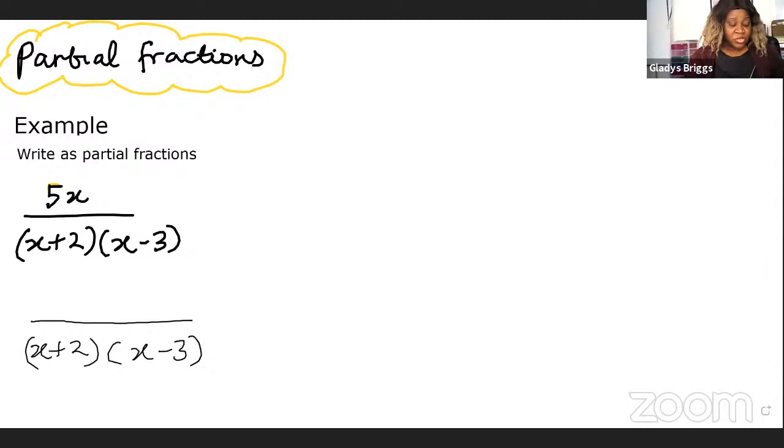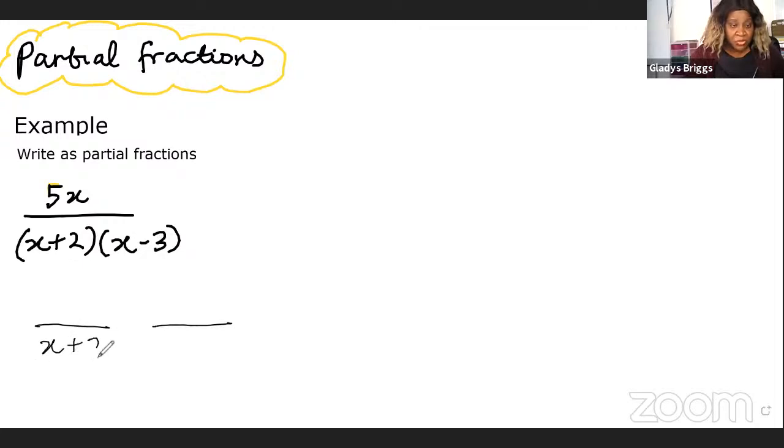And let's say on the top we have... sorry, I'm still doing what I was doing before. Sorry, guys. So we want to split that now to x plus 2 and x minus 3, with the plus sign in the middle. Let's say A is the top number for that one, and B is the top number for this one. So that's what we want to write next.